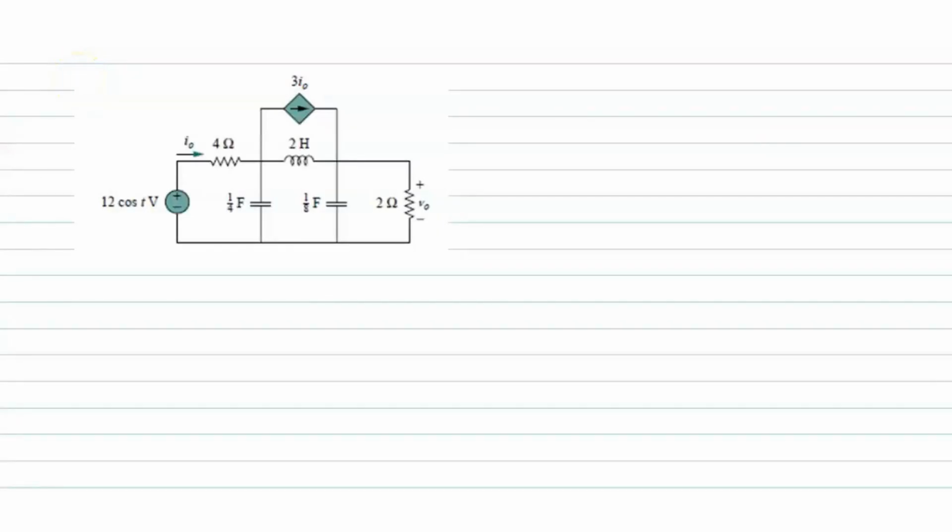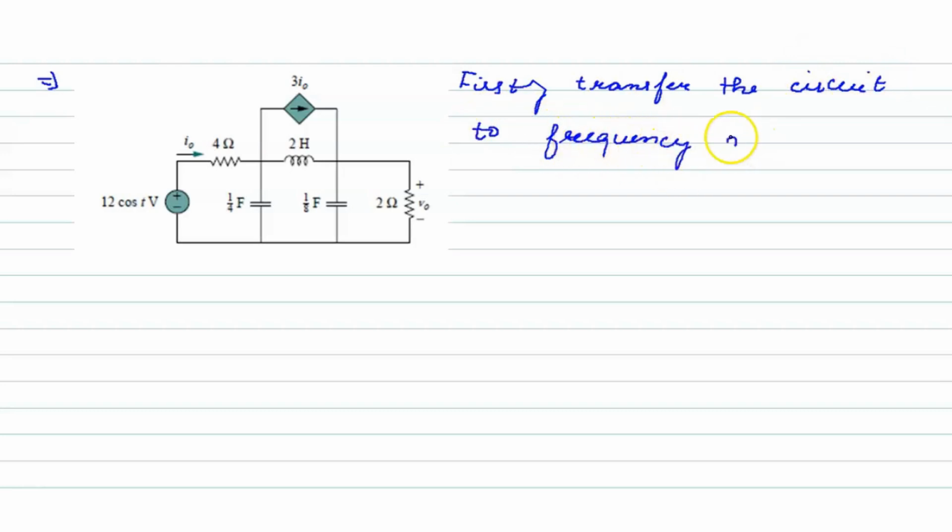Hello everyone. In the following question, we have to find the value for Z equivalent and V node. Firstly, we transfer the circuit to the frequency domain.